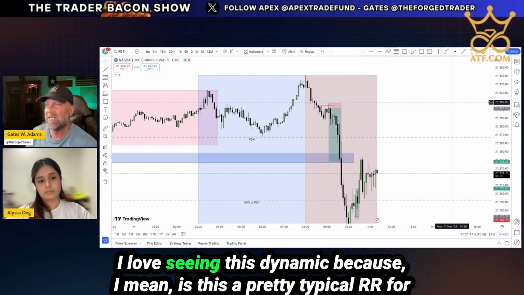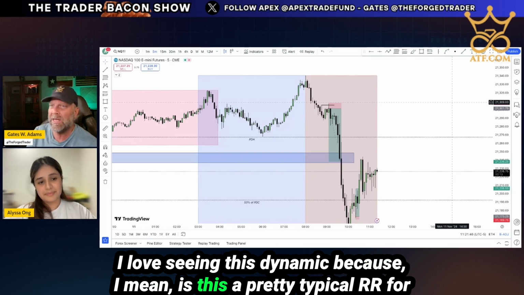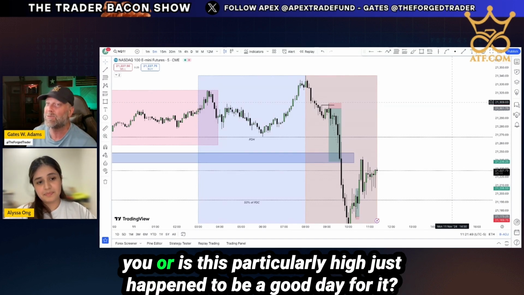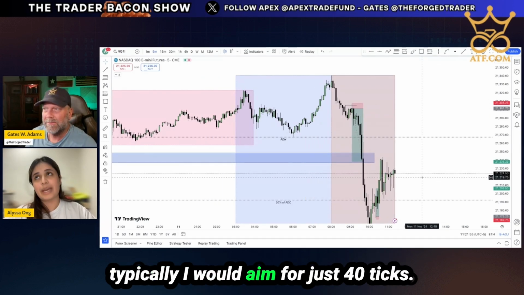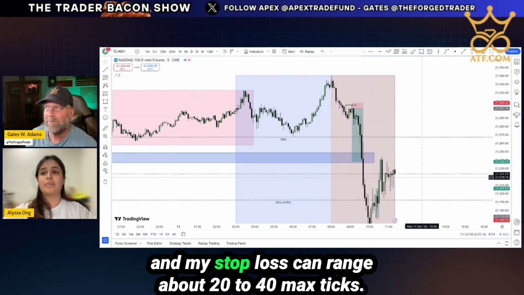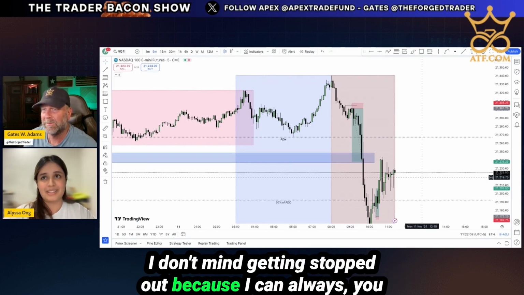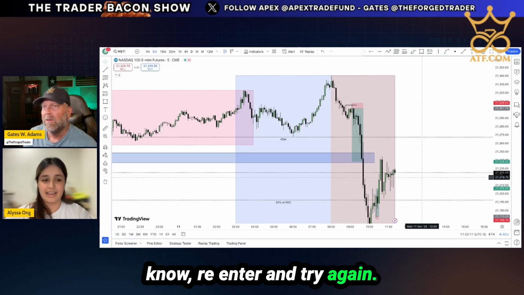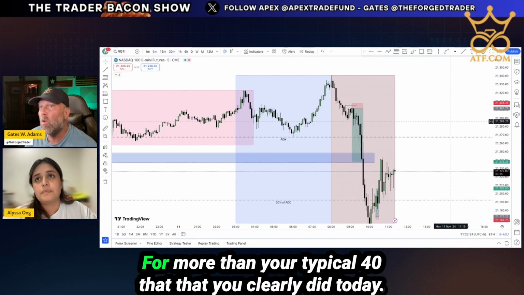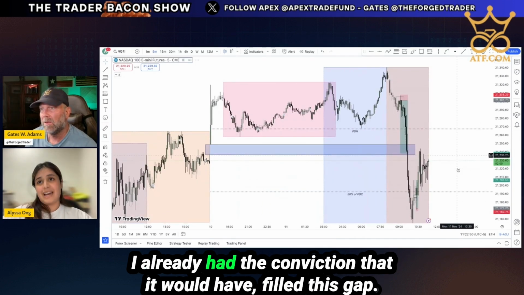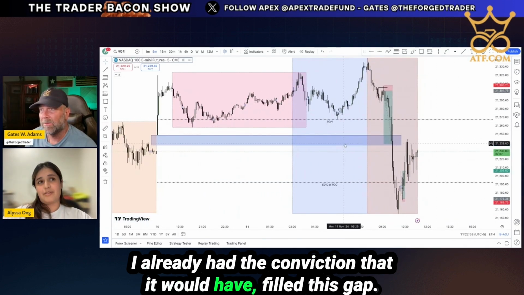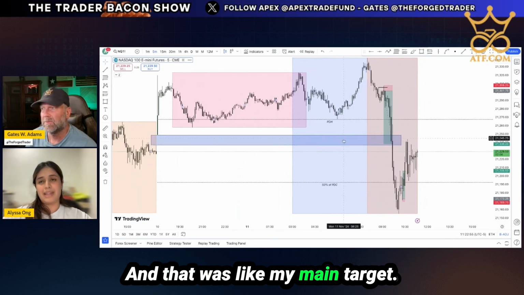I love seeing this dynamic because, is this a pretty typical RR for you, or is this particularly high, just happened to be a good day for it? Typically, I would aim for just 40 ticks, and my stop loss can range about 20 to 40 max ticks. I like to keep a really tight stop loss. I don't mind getting stopped out because I can always re-enter and try again. What prompted you to go for more than your typical 40 that you clearly did today? I already had the conviction that it would fill this gap, and that was my main target.